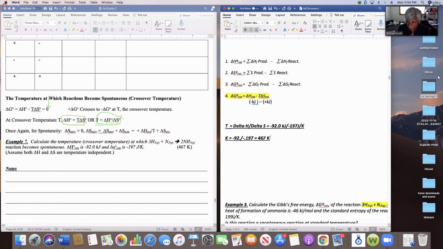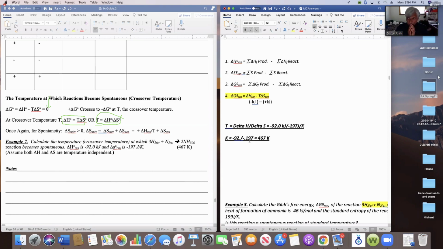Before that, it is not spontaneous. After that, it is spontaneous. At 467 K, it is a reversible reaction going in both directions. At 468 K, it is going in one direction, forming ammonia. Hey, that's only supposed to be negative 197, not negative 0.197, right? It should be 0.197 because we converted into kilojoules. This is joules. That's right. Okay, that's why. Yes.